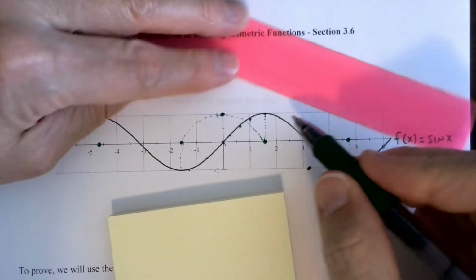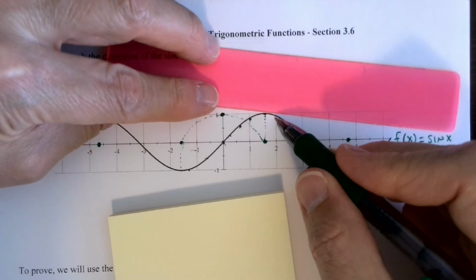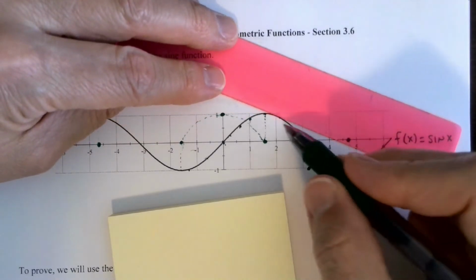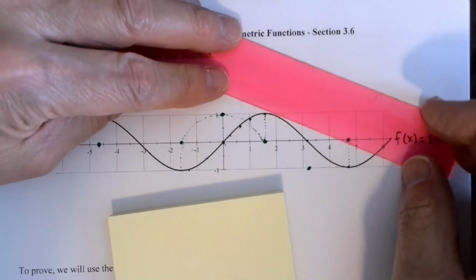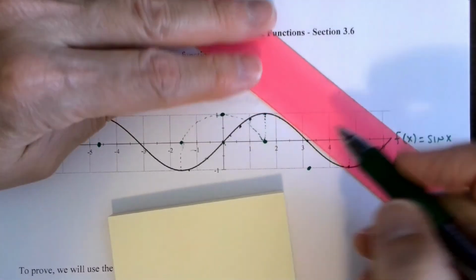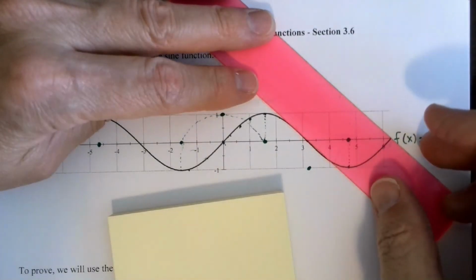And so what's happening? We start out here at pi over 2 where the slope is 0. A little bit more, say at 2, our slope is negative. And initially it's a small negative number, but it gets closer and closer to what? By the time we get right here to pi, the slope is negative 1.